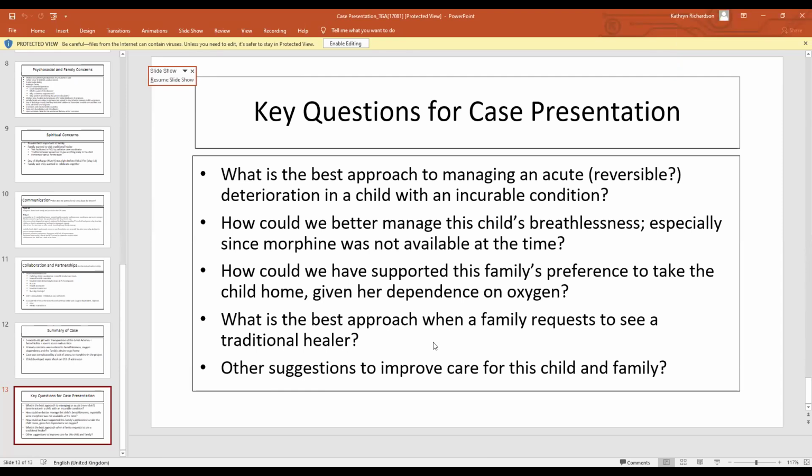The next question is, what is the best approach when a family requests to see a traditional healer? I'm just wondering if one of our other faculty might want to answer this. Erin, do you want to say something about this?